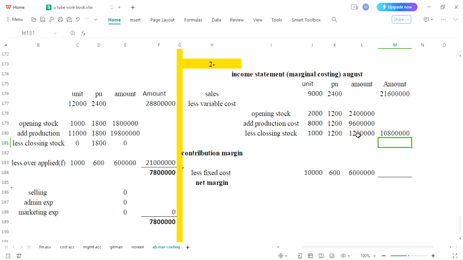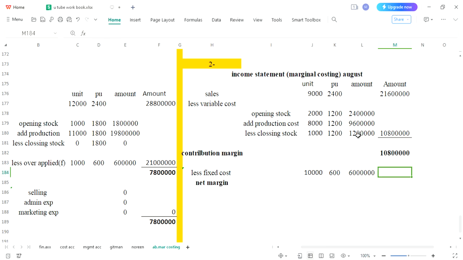It's time to calculate our contribution margin. How would we calculate contribution margin? It is the difference between sales and variable cost. Amount of sale 2160, and you will subtract your total variable cost 1080. So in this way, 1080 is your contribution margin.